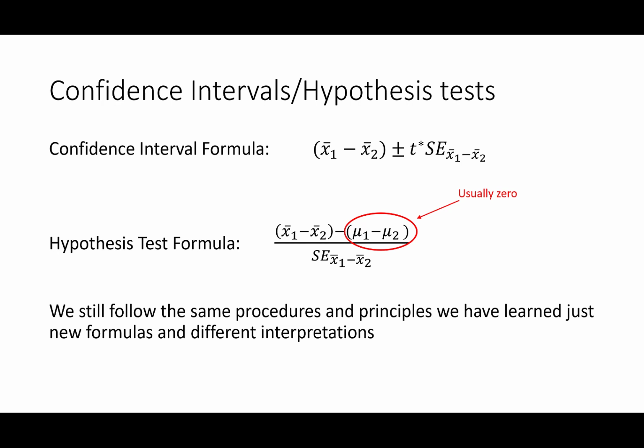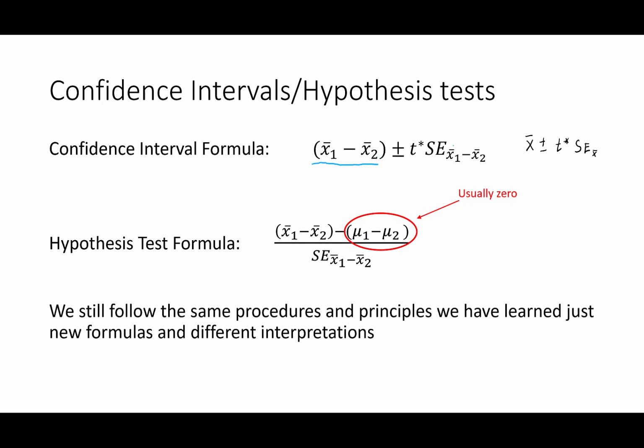Here are the confidence interval and hypothesis test formulas when estimating the difference between two means. We can see how similar it is to estimating a single mean, right? When we estimated a single mean, we took our sample mean and we added and subtracted a certain number of standard errors. We're going to be doing the same thing, but now we're going to be looking at the difference between two sample means. We'll add and subtract a certain number of standard errors.